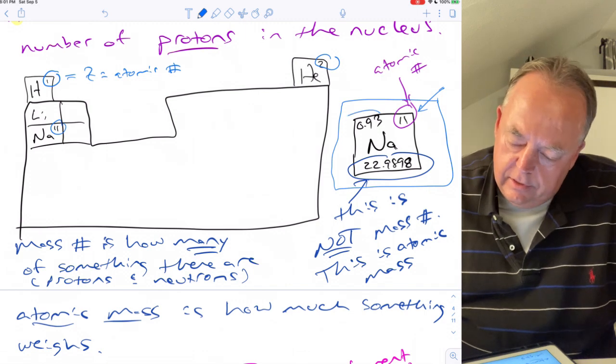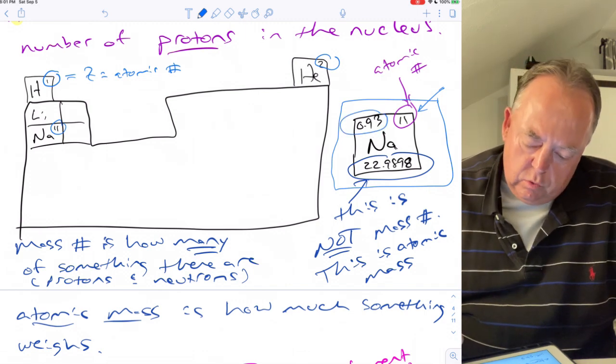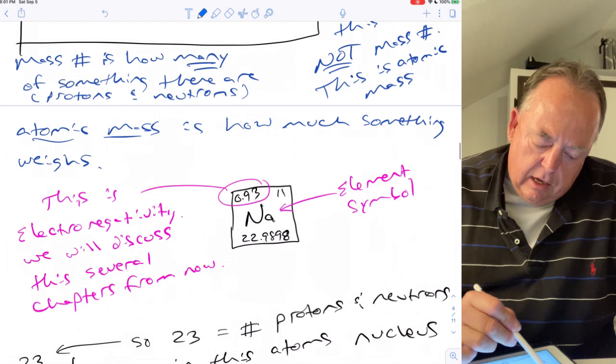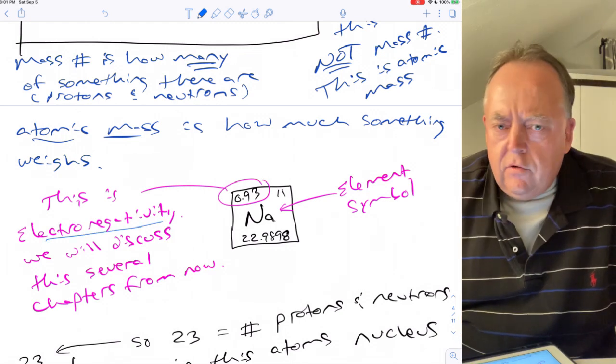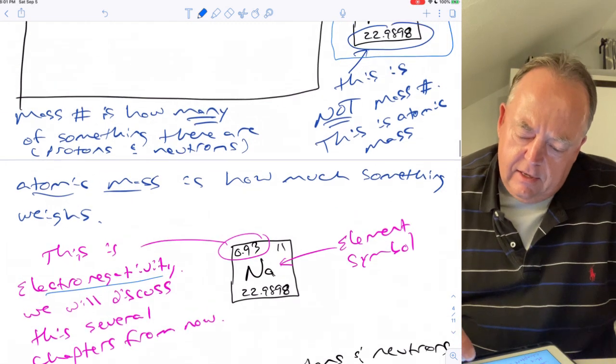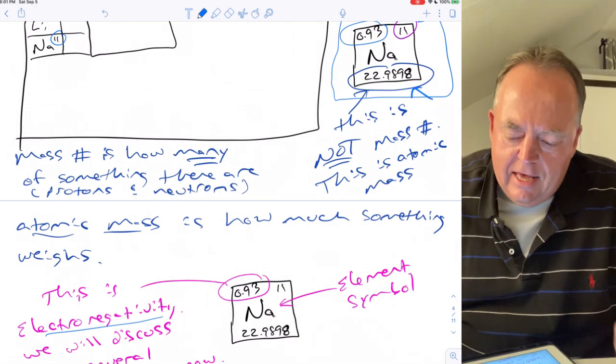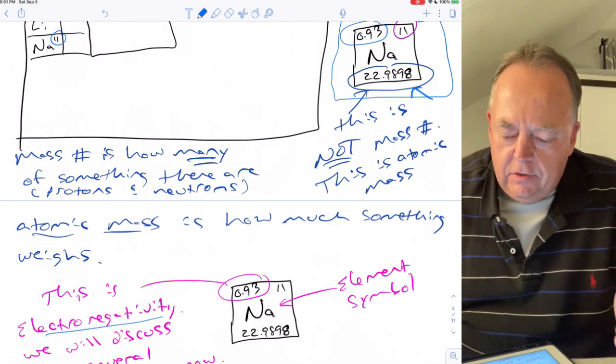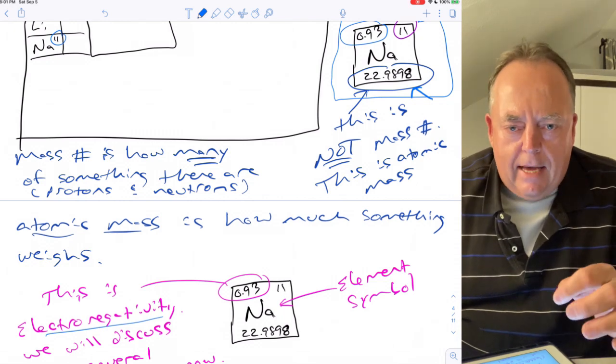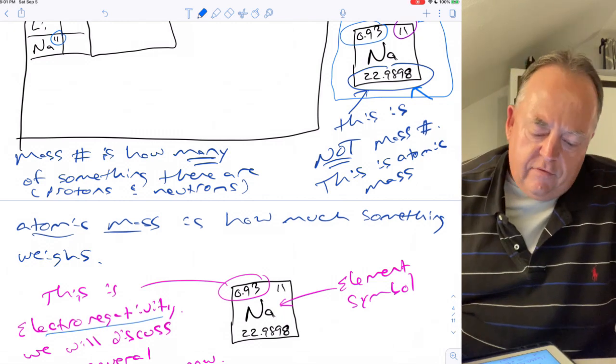The number in the left hand corner is what's called electronegativity, and that's something we'll discuss several chapters from now. And the number at the bottom, this is something that confuses students all the time. That is not mass number, right? That is atomic mass. Two totally different things.